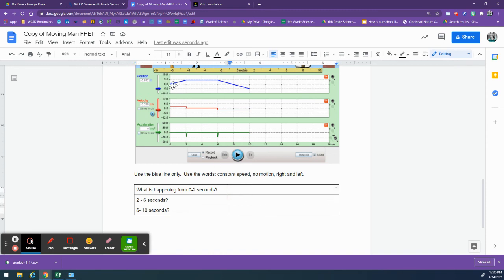Well, I can see this is a diagonal line pointing upwards, and what that tells me is that it is a constant speed to the right. From 2 to 6 seconds, from here to here, I can see that this line is just a horizontal line, which means that time is still changing, but the distance isn't. So that means no motion. And then finally, from 6 seconds to 10 seconds, I can see that this is another constant speed, but in the opposite direction.